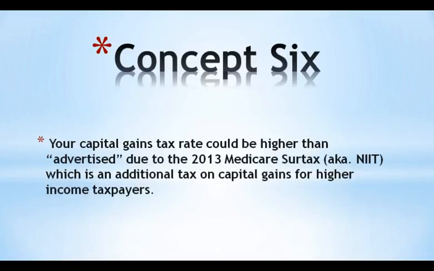Concept 6, your capital gains tax rate could be higher than advertised due to the 2013 Medicare surtax, also known as the net investment income tax, which is an additional tax on capital gains and other unearned income for higher income taxpayers. In other words, many taxpayers will think that their capital gains rate is 20% or 15%, when the truth is it's actually higher.